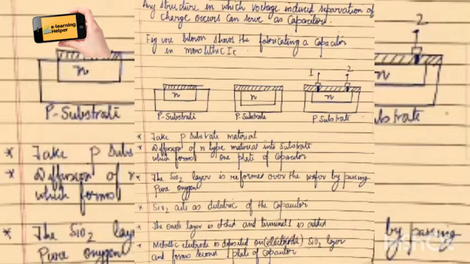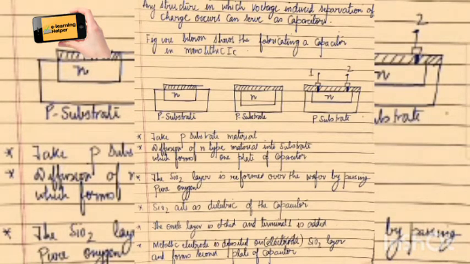Now, when we fabricate it, we have to follow certain steps in the fabrication process. First, we have to take a P-type substrate material, as shown in the first diagram, figure 1. Then, after taking the P substrate material, we go through the etching process and the diffusion of N-type material into the substrate, which forms one plate of the capacitor.